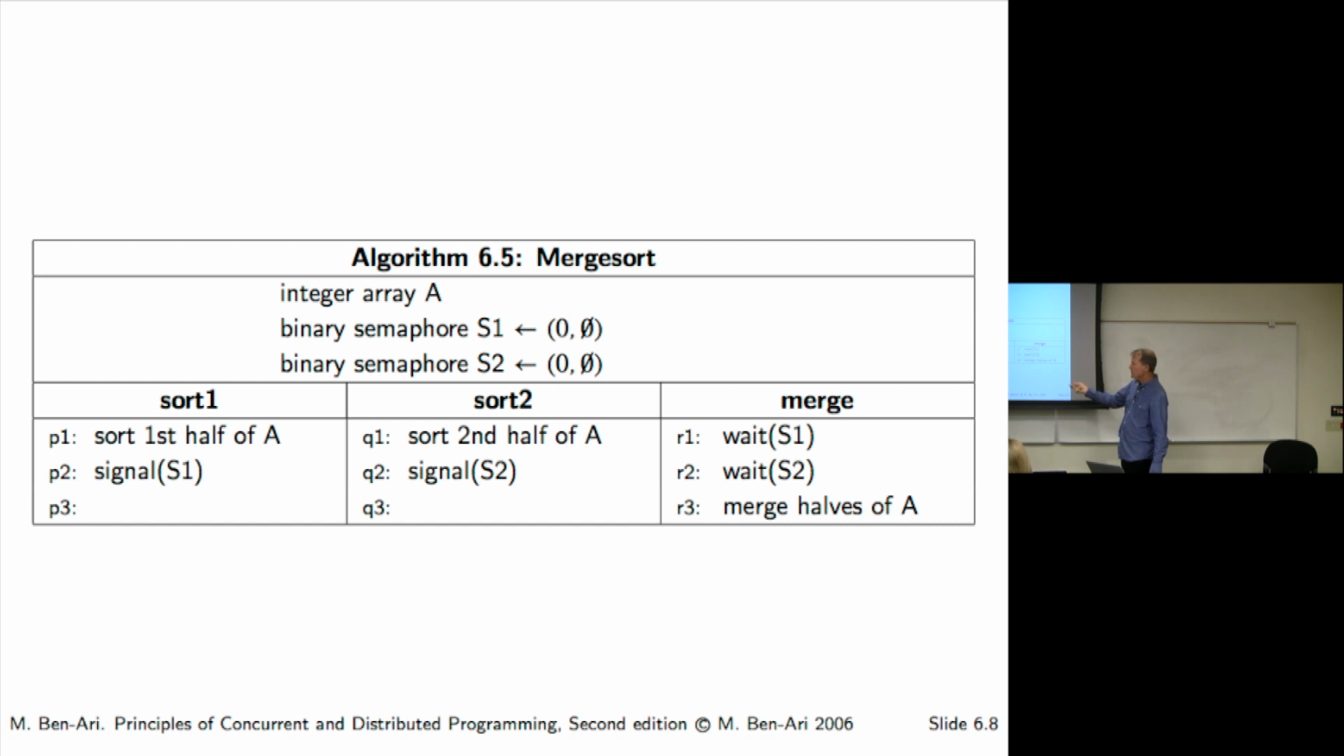When P1 finishes first and does signal S1, what's that going to do to S1? If you do signal S1 and S1 is initialized to 0 and there's nothing in there, what does signal do to that semaphore? It adds one. Are you with me? And then it's done.